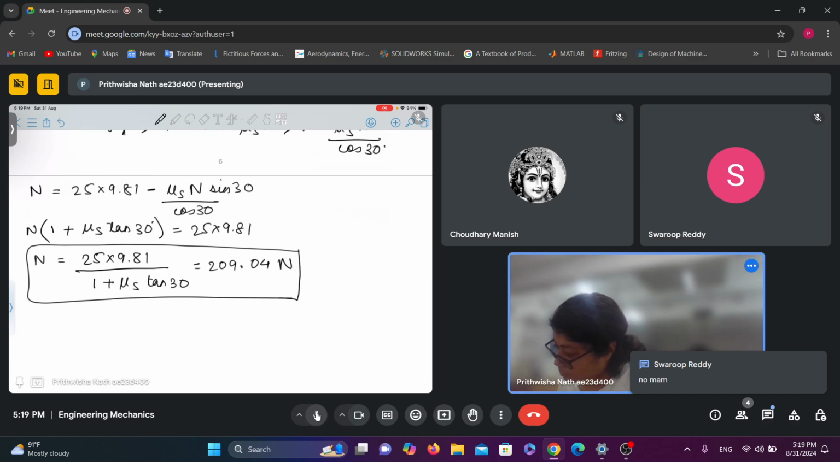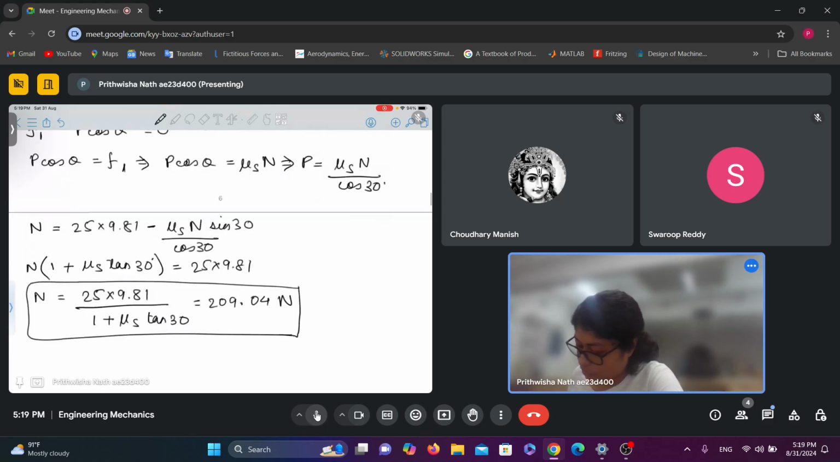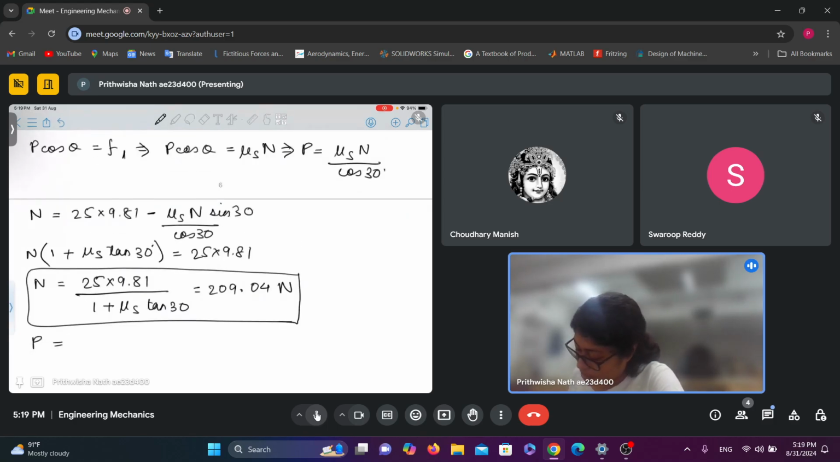Now, from the normal force, we can get the force P. So P equals mu s into N divided by cos 30. So mu s is 0.3, normal force is 209.04 divided by cos 30, which is equal to 72.41 Newton.